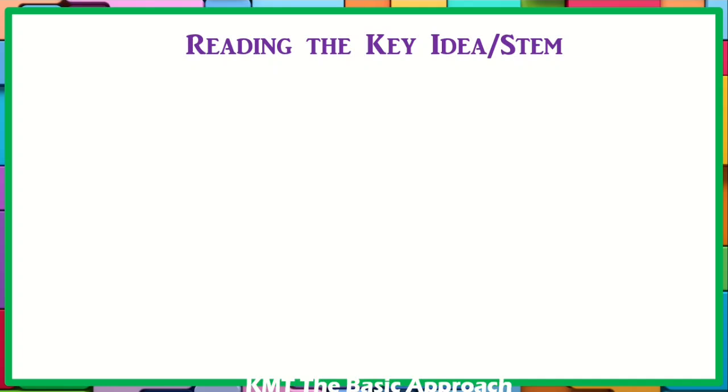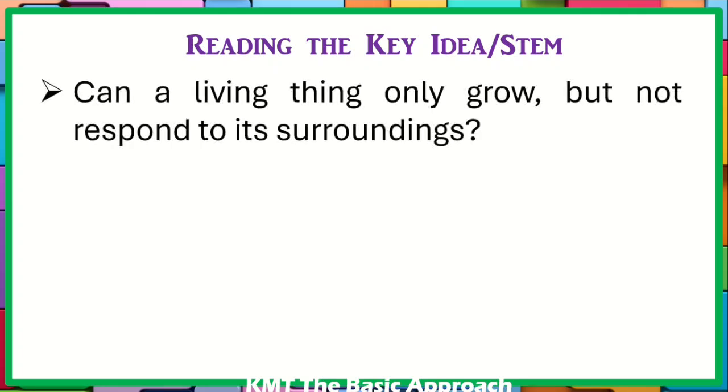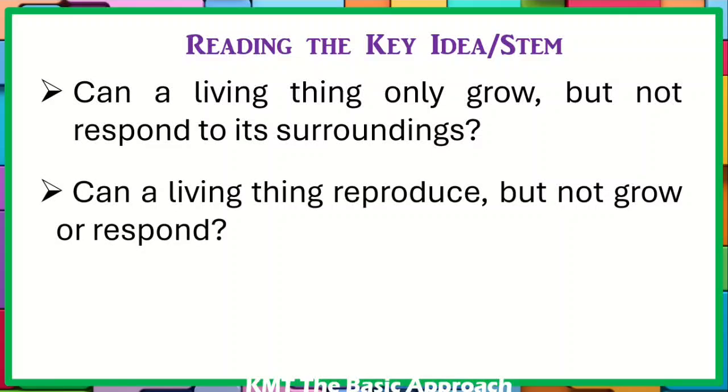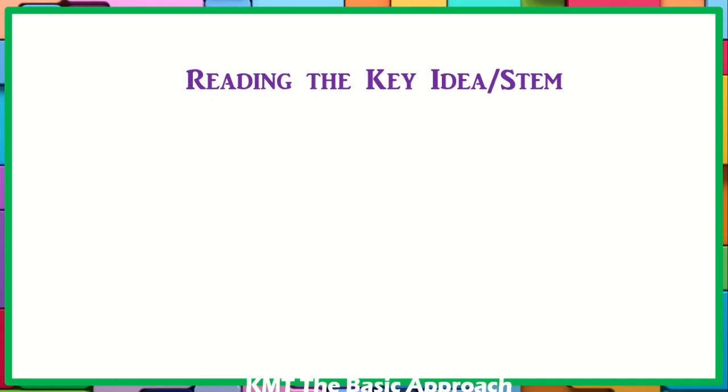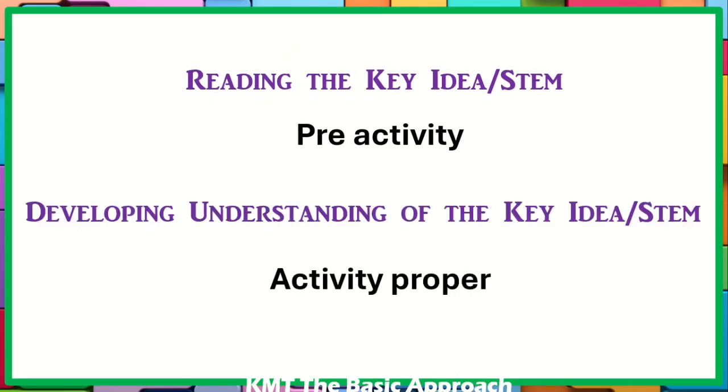Reading the key idea or stem. Can a living thing only grow but not respond to its surroundings? Can a living thing reproduce but not grow or respond? Can a living thing respond to its surroundings but not grow? These parts are to be guided by your actual teacher.